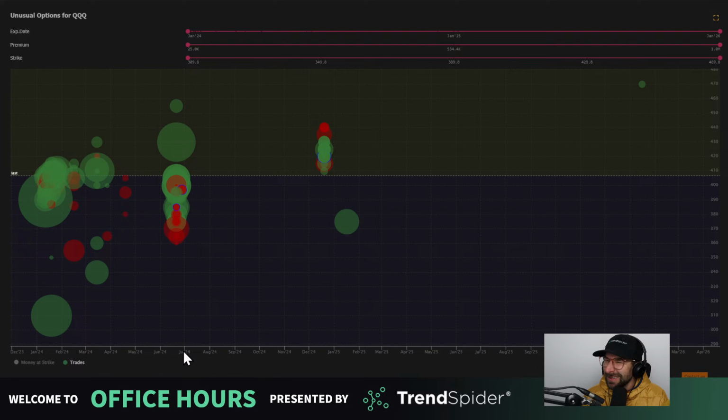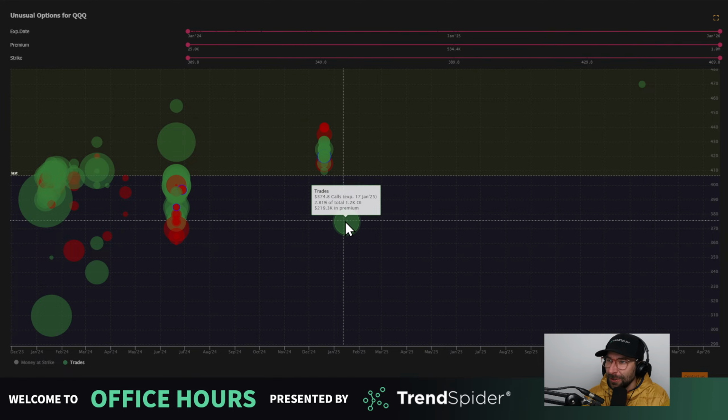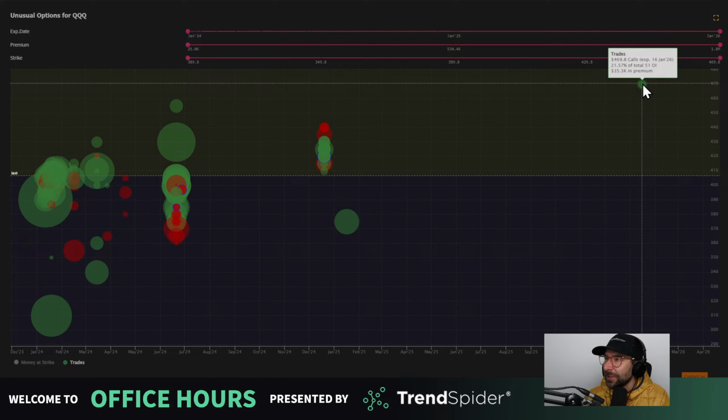I think the horizontal axis is the x-axis. Anyway, this is going to be your time axis. As we go out in time, this is going to show you LEAPS, essentially. The farthest out unusual options in the last 250 orders that have come through is for January 2025. Oh, no, there's one way out here for January 2026 as well. And of course, green are calls, red are puts. It doesn't necessarily mean that they were bought or sold. It's just the type of order and the size of the order.